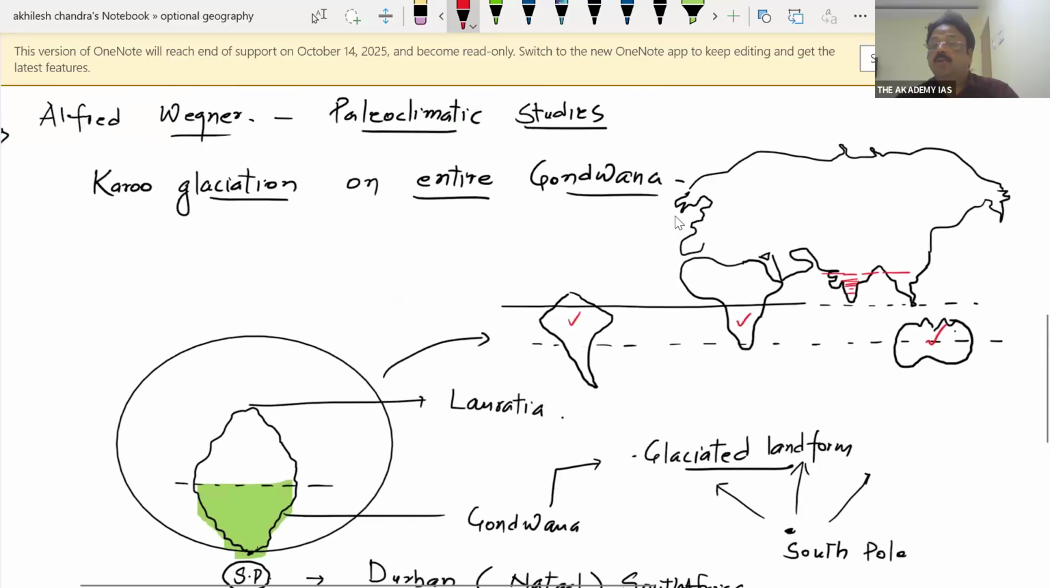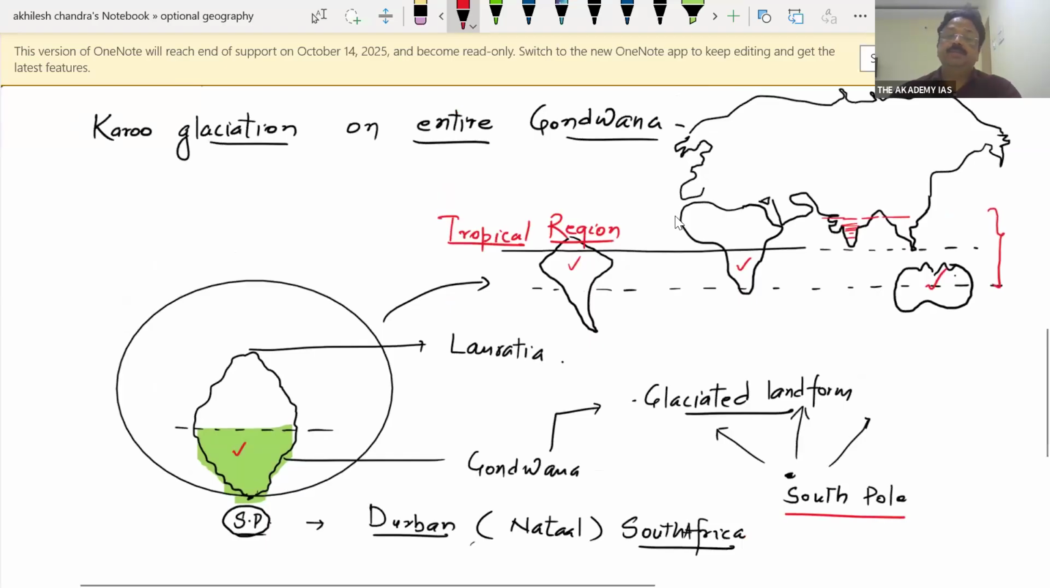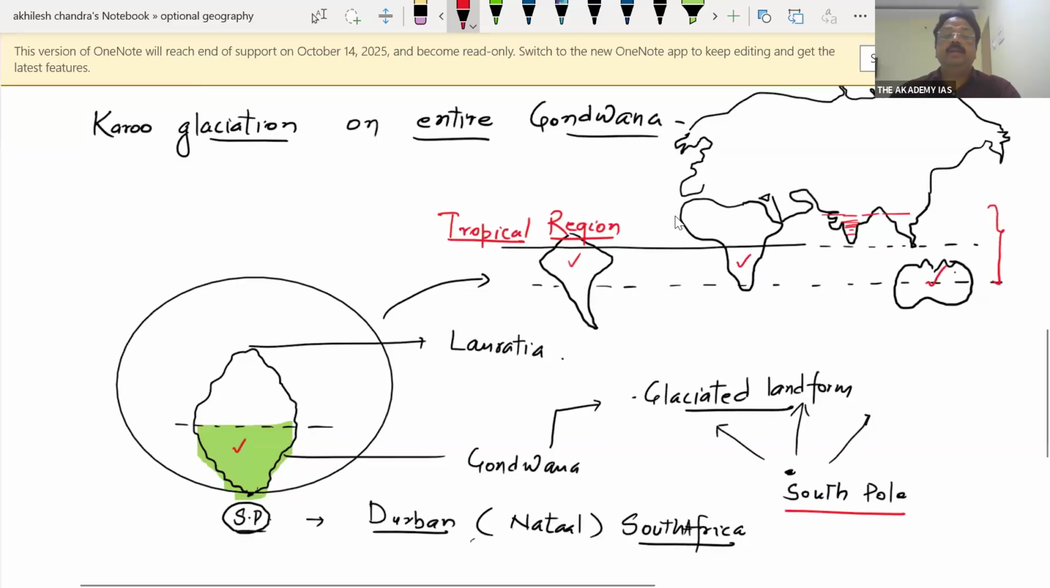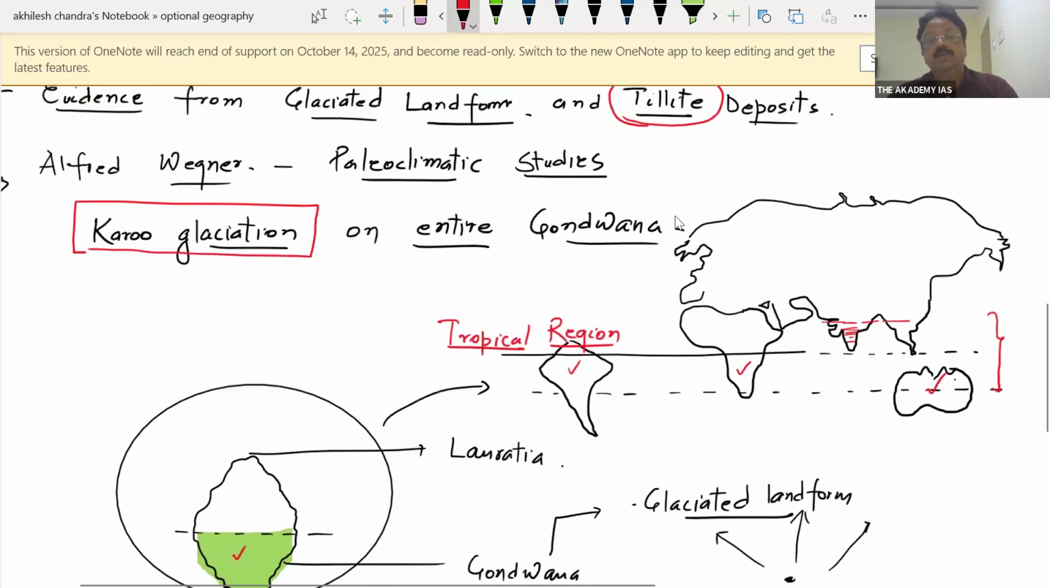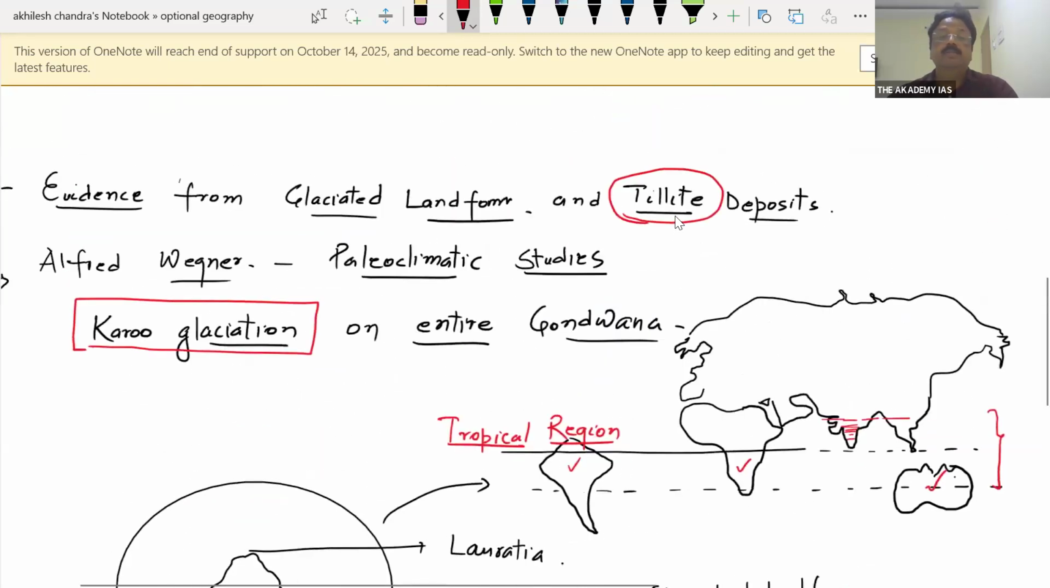And glaciation cannot be possible in the tropical region. This is the tropical region. Now the continents have moved to the tropical region. But earlier it was not near the tropics. Earlier it was near the South Pole. That's why glaciation was possible on the entire Gondwana. The presence of glaciated landform or remnant of glaciated landform from the entire Gondwana is telling the same story, that somewhere in the geological past these were together. The Gondwana was together. So you understand the evidence from glaciation.